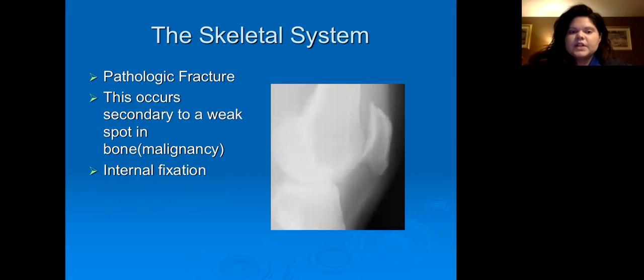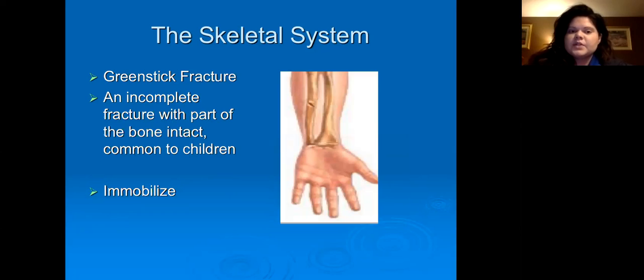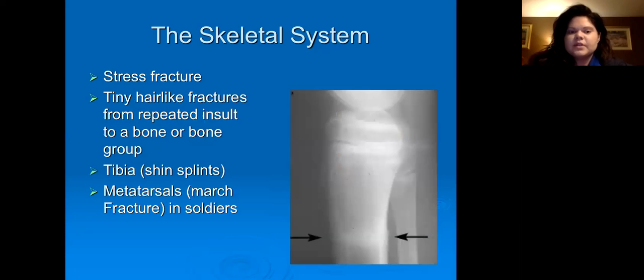Pathological fractures occur secondary to a weak spot in bone, such as a malignancy. That's going to require internal fixation. A greenstick fracture, which we see a lot in children, is going to be an incomplete fracture with part of the bone intact, common in children. The goal of that is immobilization.